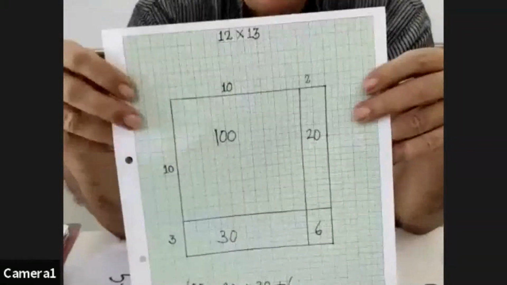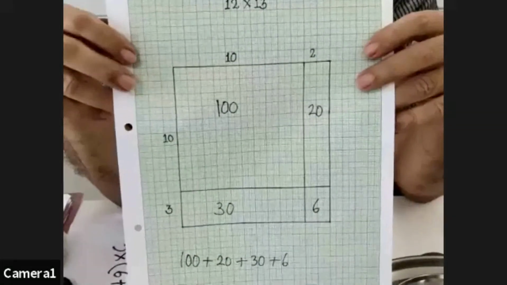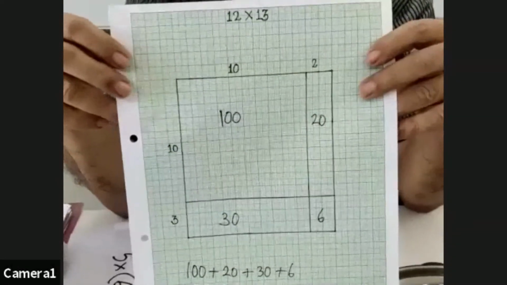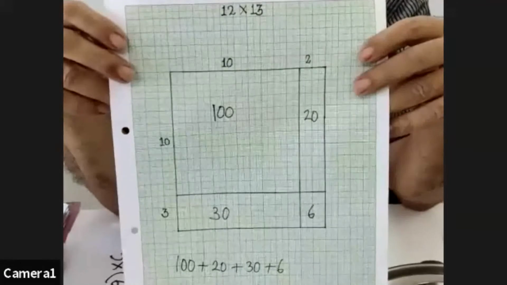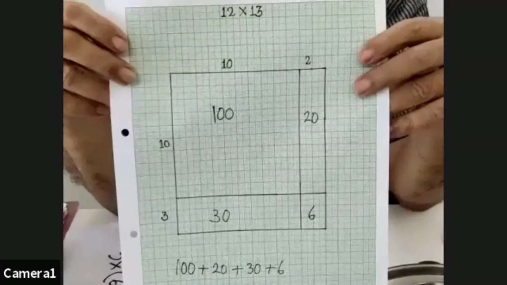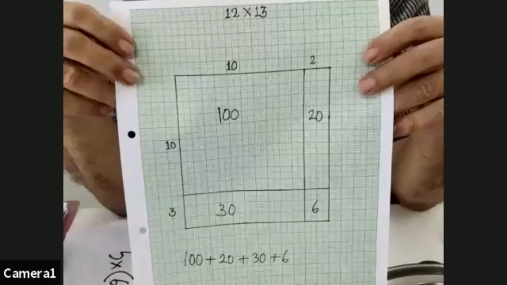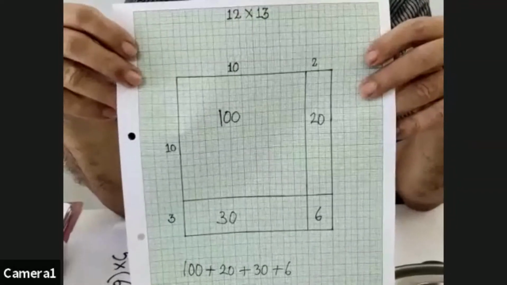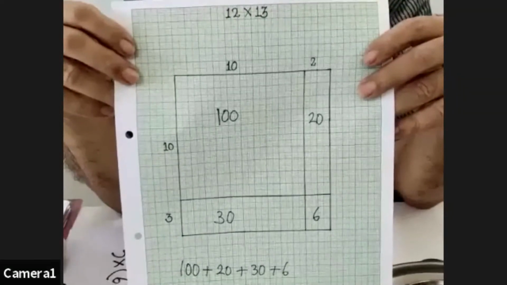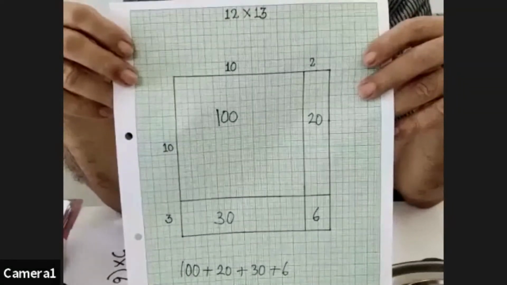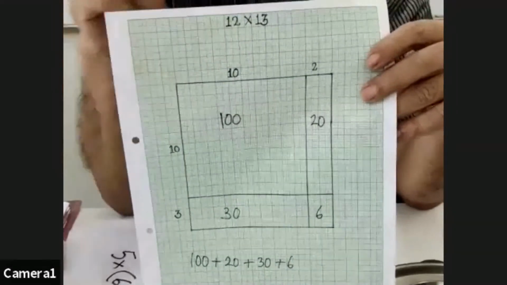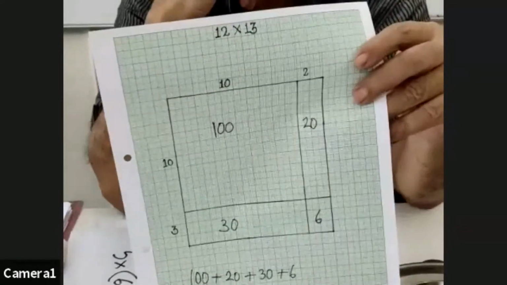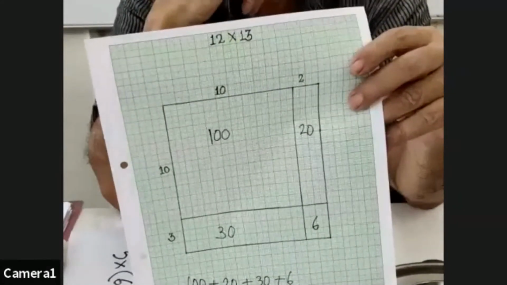So this is a diagram way of doing 2-digit multiplication, and we have multiplied 12 and 13 and got the answer as 156. Please check on your calculator what you get when you multiply 12 multiplied by 13. What do you get? 156. Okay.